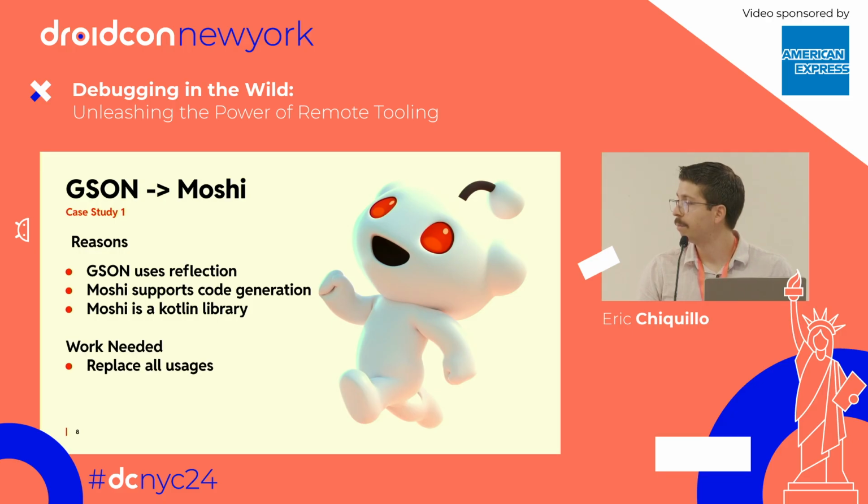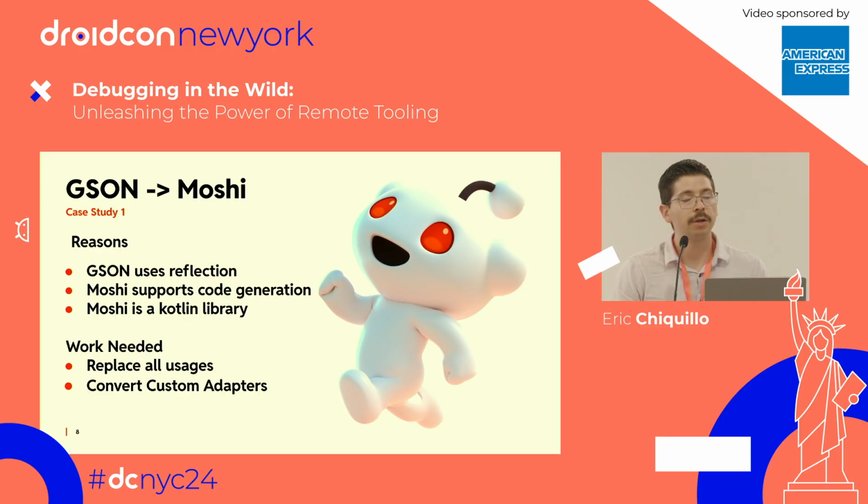So how I did it was I needed to replace all versions of Moshi, or JSON. Mostly it was a one-to-one mapping. There were some syntactic changes, but not too bad. And then I needed to convert all the custom adapters. A custom adapter is for when it's not a one-to-one mapping, maybe you have to do some extra validation, or you have to combine multiple JSON keys into your Kotlin object. That's when you would write a custom adapter.